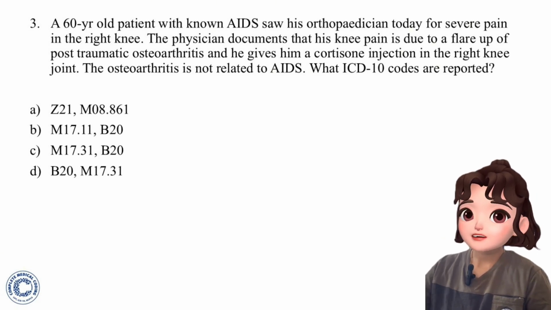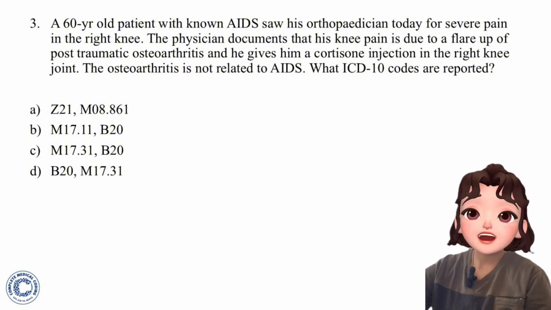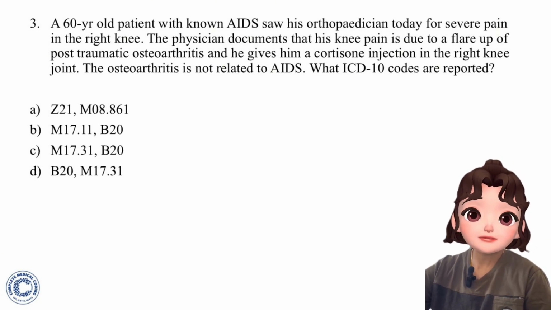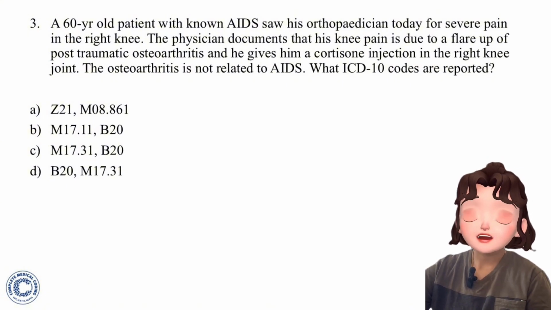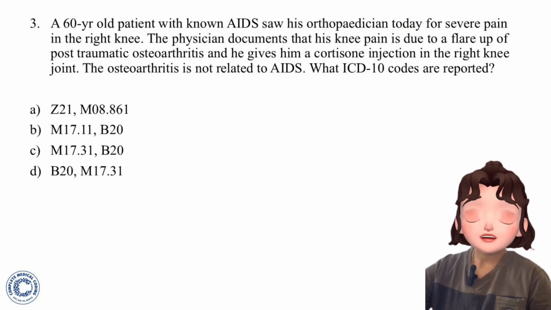Okay. So let's look into the options. First one, what is Z21? Option A, Z21 is asymptomatic HIV. Z21 code represents asymptomatic HIV. Anyway, a Z code should not be the primary, because the patient is not here to treat HIV, so that is wrong. So no need to go to the other code.